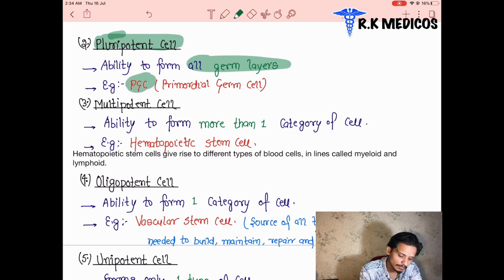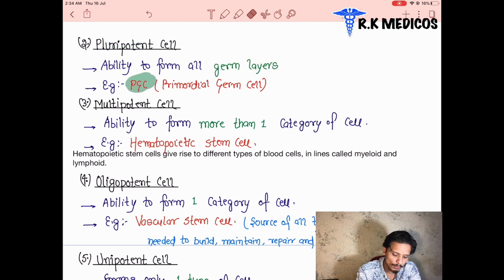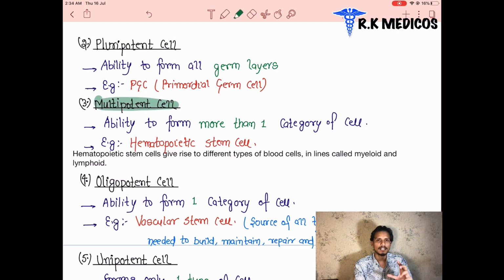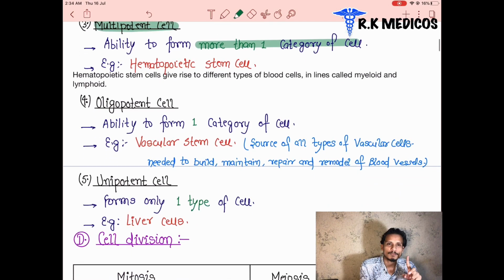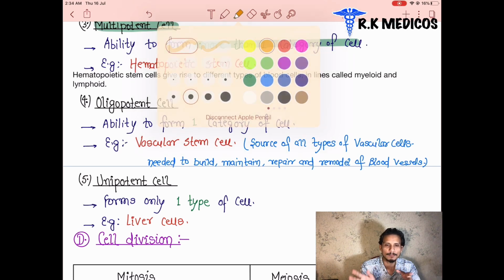Multipotent cells have the ability to produce more than one category of cells. They can develop two different categories of cells. For example, hematopoietic stem cells produce two different categories of cells: one is the myeloid line and the second is the lymphoid line. The myeloid line produces RBCs, WBCs and so on, and the lymphoid line gives the lymphocytes basically.